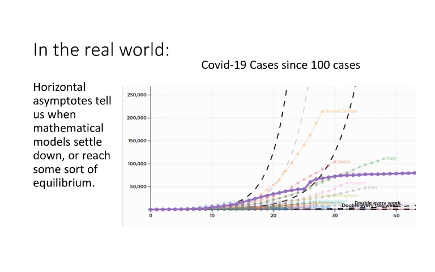In the real world, horizontal asymptotes tell us when mathematical models settle down or reach some sort of equilibrium. Looking at some of the COVID data, here are some curves, here's the United States. Notice here's China. It started to reach a flat line that looks like a horizontal asymptote, where their level of cases seems to be leveling off. I don't know what it is now, but this is kind of a horizontal asymptote. They've reached some sort of equilibrium. They've kind of figured out how to fight the virus. It's reached some sort of constant level. That's how horizontal asymptotes work in the real world and how we would use them.